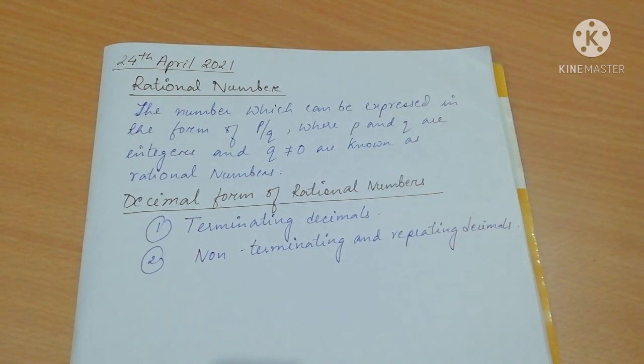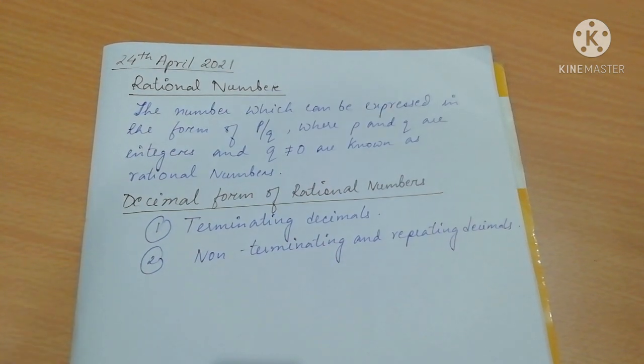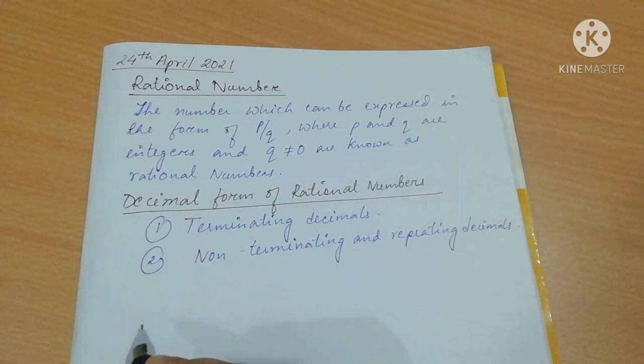The decimal form of rational numbers. In decimal expansion you will get two kinds: the first is terminating decimal numbers and the second is non-terminating and repeating decimals. So any rational number, when converted to decimal expansion, will terminate, but in what case will it terminate? We'll do some examples. Let us take an example.